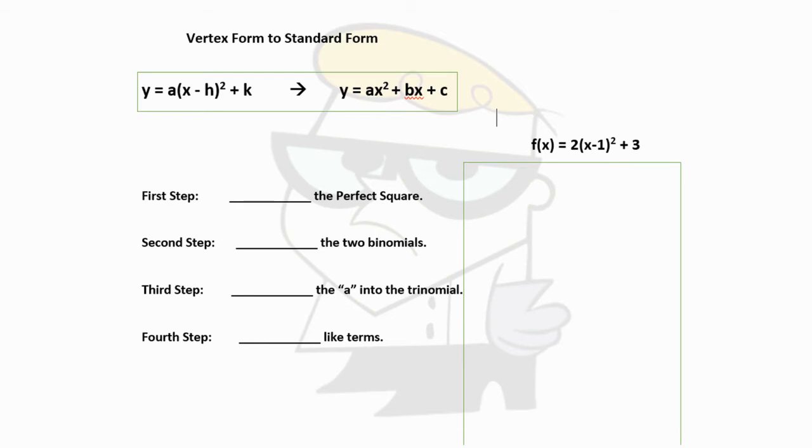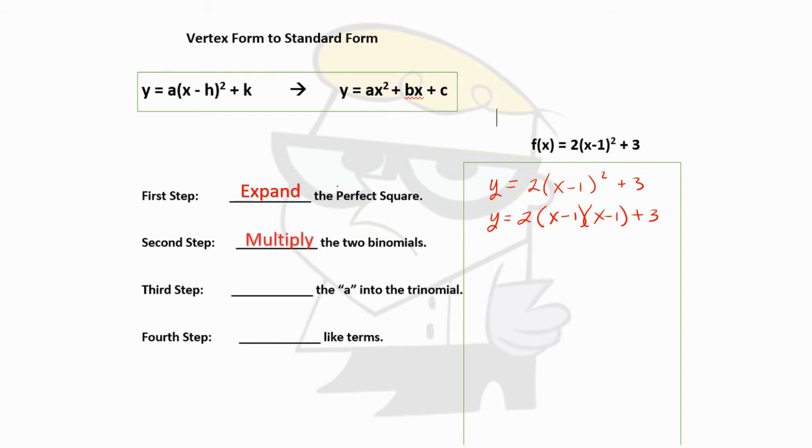And so the first step is going to be, you're going to expand the perfect square. Okay, so I'm going to do it while I'm working over here, right? So I'm going to do y equals, and I have 2 times (x - 1) squared plus 3. So I'm going to expand that (x - 1) squared. So I'm going to have y equals 2 times (x - 1)(x - 1) plus 3.